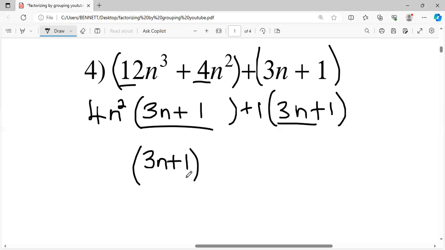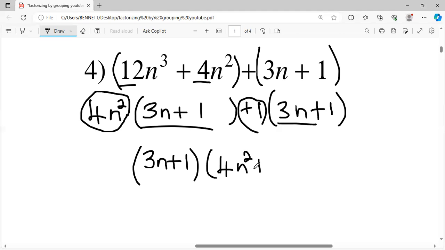So this will be 3n, and then we'll put what is outside, which is this. So that's 4n squared plus 1. Here we have it. Very easy. We have completed it. Let's move on to number 5.